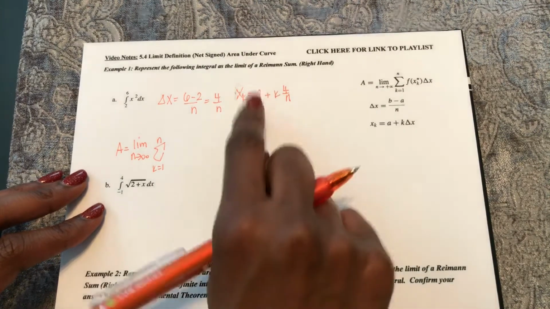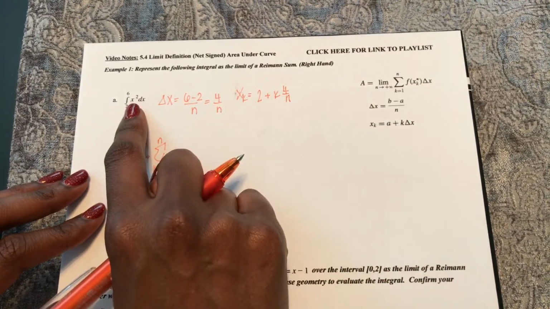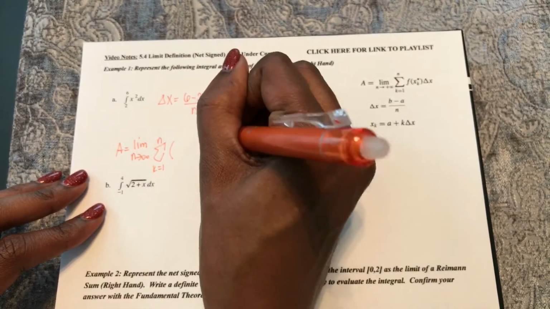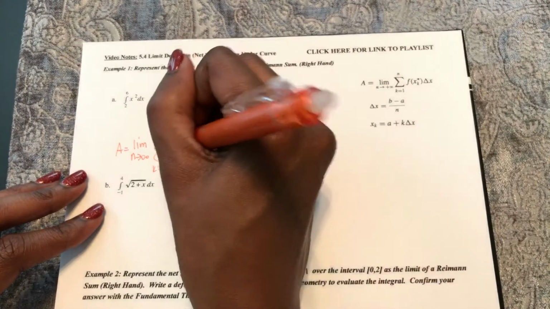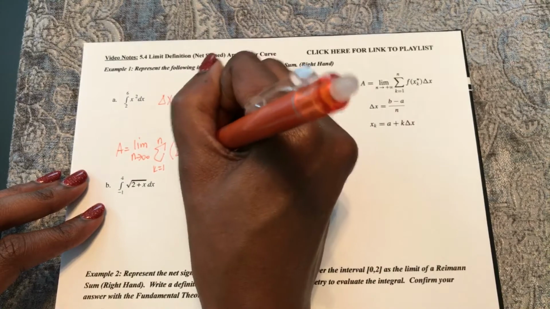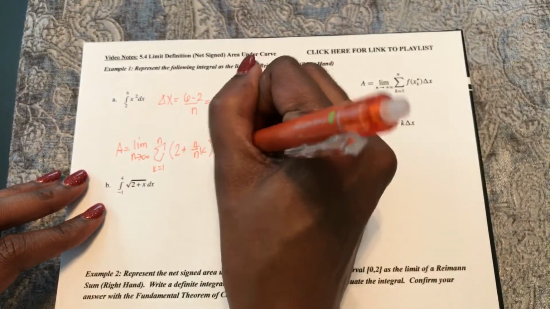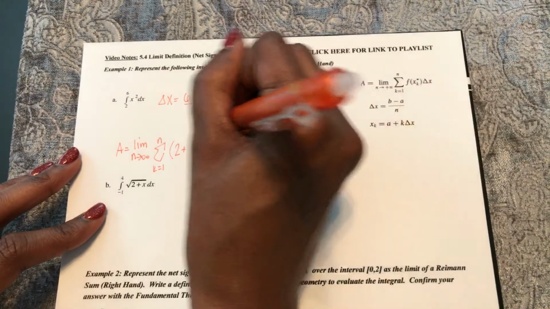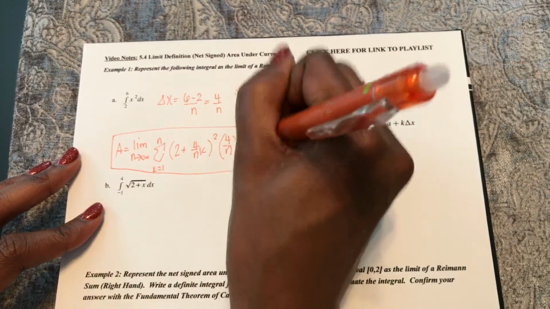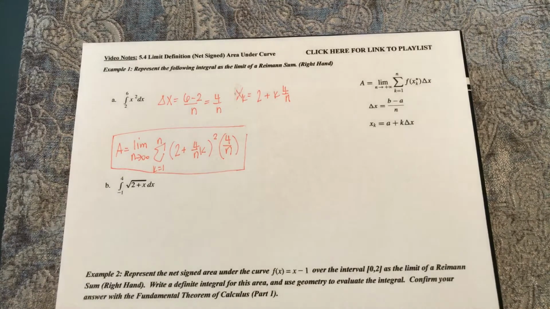So now I'm going to plug this into my function, which is x squared. So it's going to be squared, but instead it's going to be 2 plus 4 over n k. And then multiplied by delta x, multiplied by 4 over n. So that would be the limit definition for the net signed area under the curve.